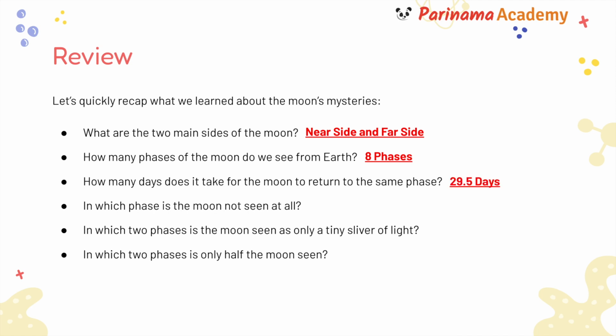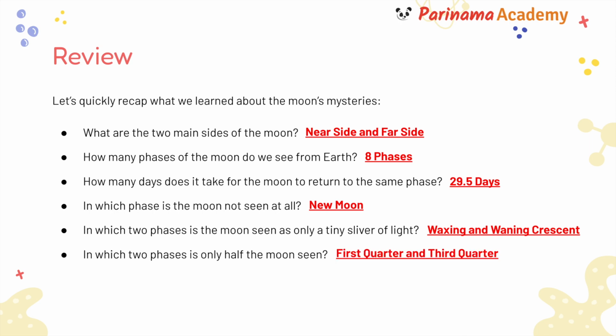How many days does it take for the moon to return to the same phase? 29.5 days. In which phase is the moon not seen at all? This is called the new moon phase. In which 2 phases is the moon seen as only a tiny sliver of light? Waxing and waning crescent. And lastly, in which 2 phases is only half the moon seen? The first quarter and the third quarter.